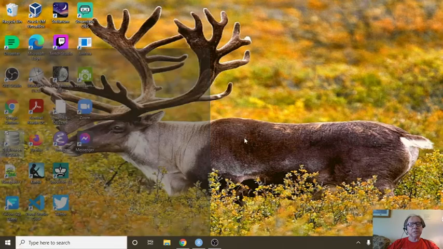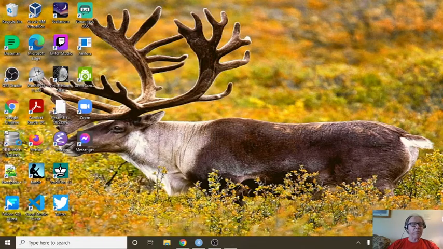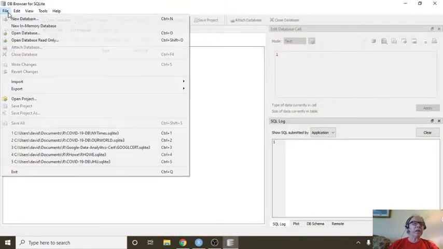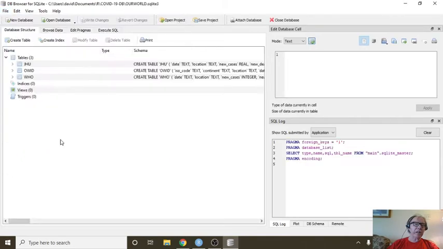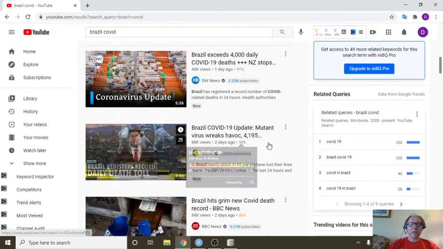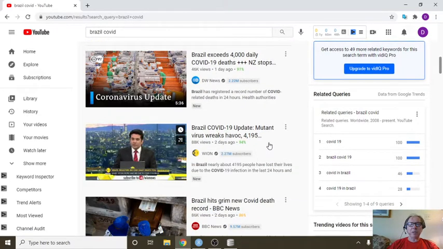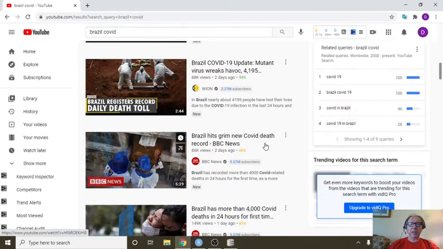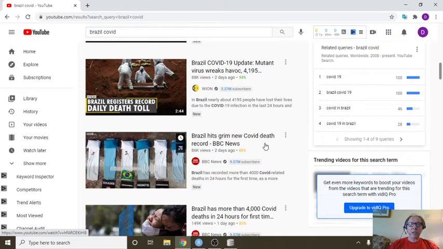I'm just doing, for lack of a better term, a quick fact check on some of the... well, let's take a look at some of what the news is saying. Brazil exceeds 4,000 daily COVID-19 deaths. Brazil's COVID-19 update: mutant virus wreaks havoc. Brazil hits grim new death toll. This is the most. Let's see what this says here.